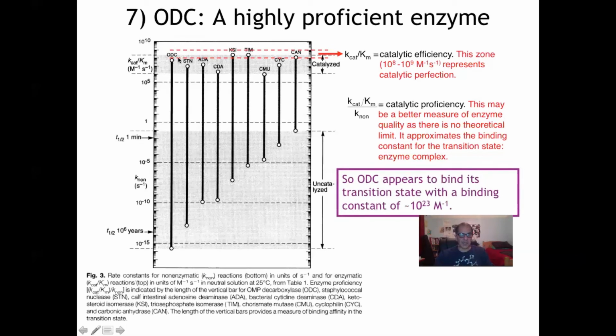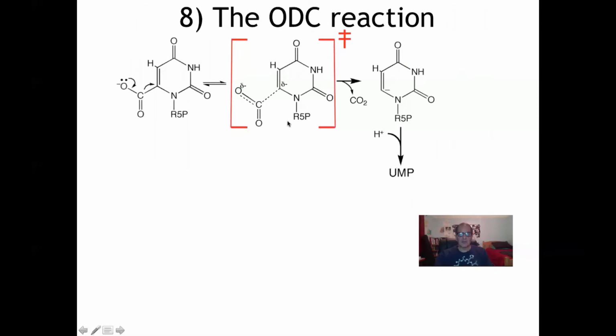So what is the catalytic proficiency for ODC? Well, it has a catalytic efficiency of about 10 to the 8th per molar per second. And as we saw, it has a Knon of something like 10 to the minus 15th, so 10 to the 8th divided by 10 to the minus 15th is approximately 10 to the 23rd per molar. So ODC then appears to bind its transition state with a binding constant of something like 10 to the 23rd molar to the minus 1. That's a tremendous binding constant. Okay, so let's think about what that means.